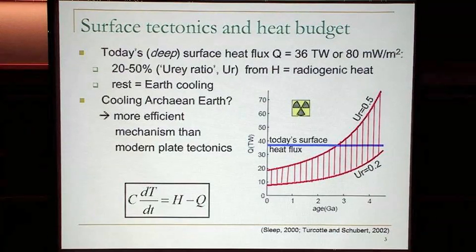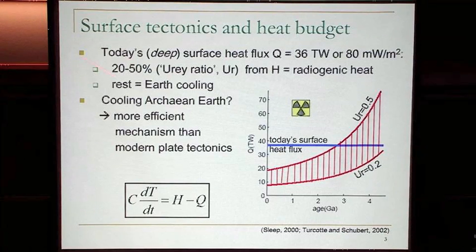Okay, so heat budget related to surface tectonics. Today, the Earth is releasing heat at about 36 terawatts or so, or 80 milliwatts per square meter, and about 20 to 50% of that heat being released is being replenished at the same time by radiogenic heating in its interior. So 50 to 80% of the heat is not replenished and leads to cooling of the Earth.